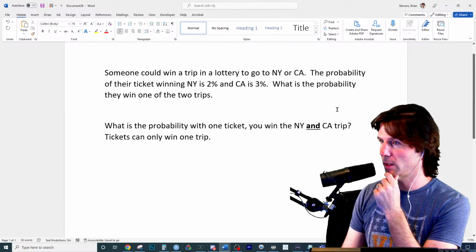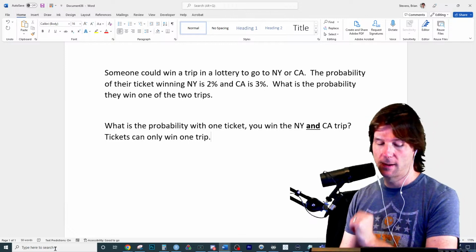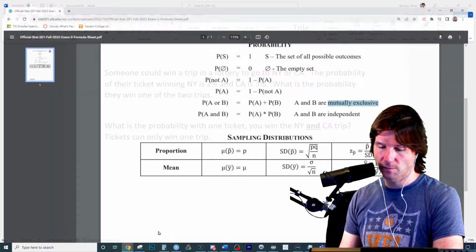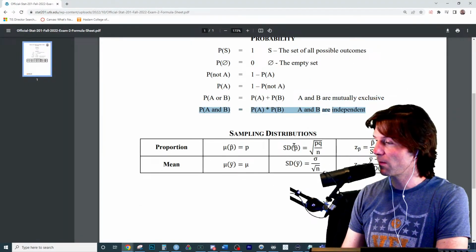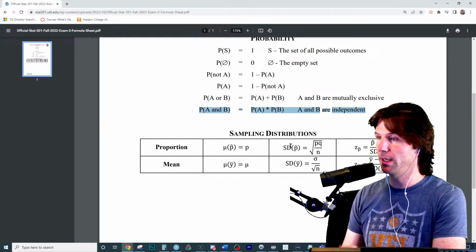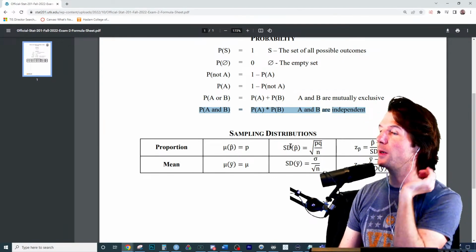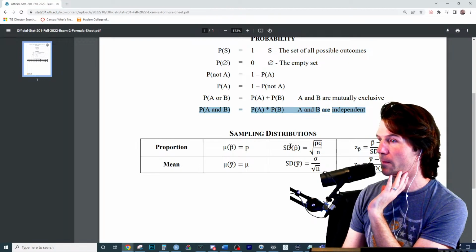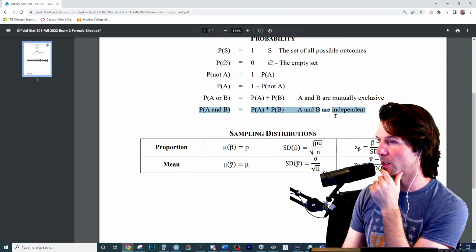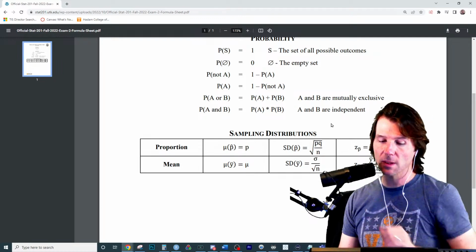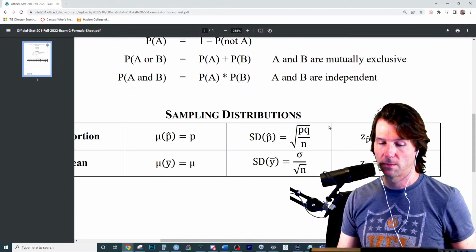What do you have to think about? I've underlined a keyword. What do you have to think about? Well, it's going to be the multiplication rule, right? And we can only multiply things when what? It is the multiplication rule.